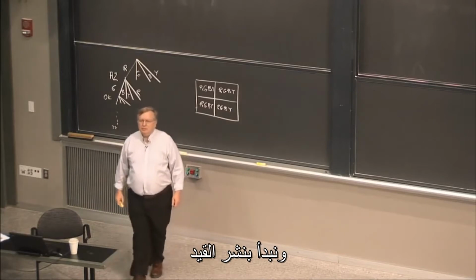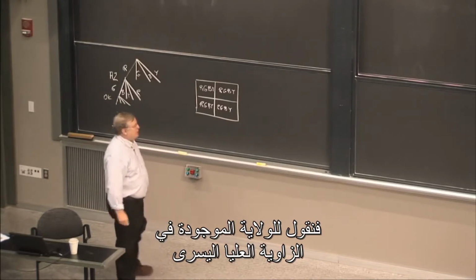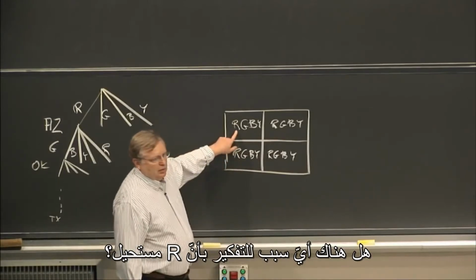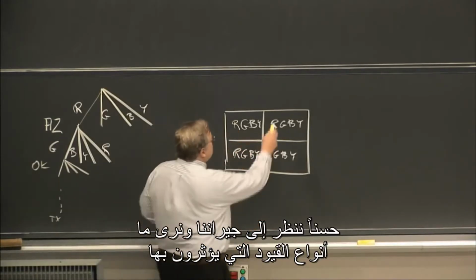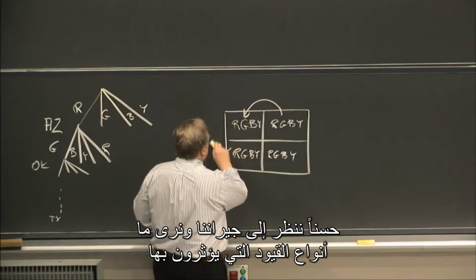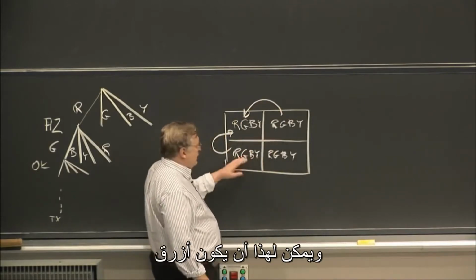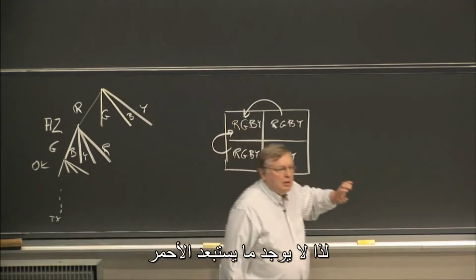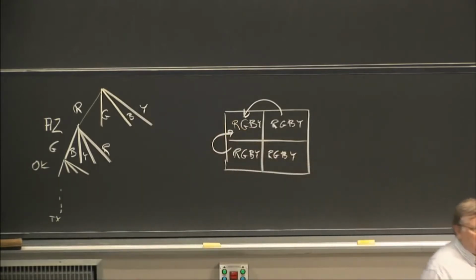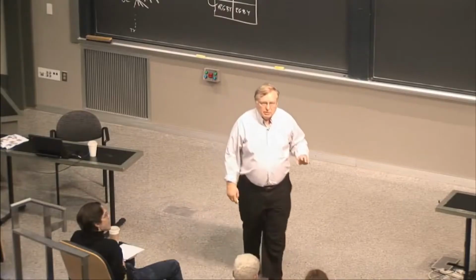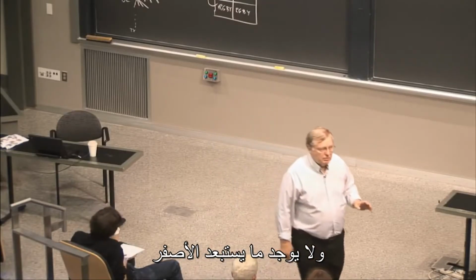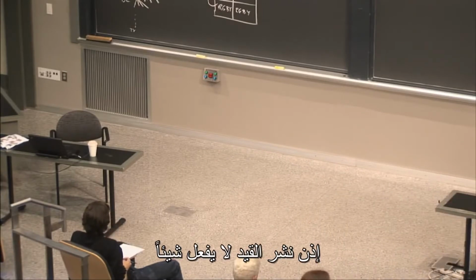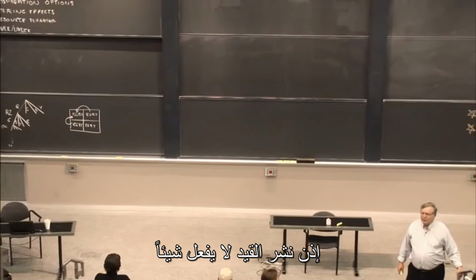constraint propagation. So we say for the upper left-hand corner state, is there any reason to believe that R is impossible? Well, we look at our neighbors and see what kind of constraint flows in from them. And sure, this guy could be green and this guy could be blue. They don't have to be red, so there's nothing that rules out red. And there's nothing that rules out blue. And there's nothing that rules out yellow. And there's nothing that rules out green. So constraint propagation just sits there with its finger up its nose doing nothing.